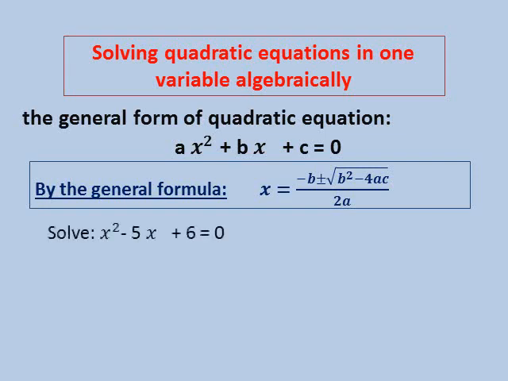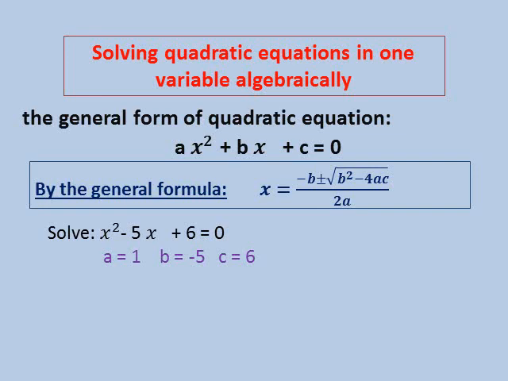For example, solve the quadratic equation x power 2 minus 5x plus 6 equals 0. Who can say a equals 1 and b and c? Excellent. As we said before, a is the coefficient of x power 2, so a will equal 1, and b is the coefficient of x, so b equals negative 5. C is the constant term, so c equals 6.